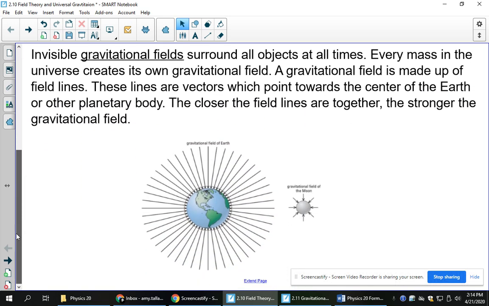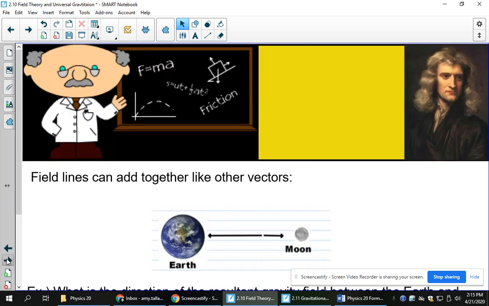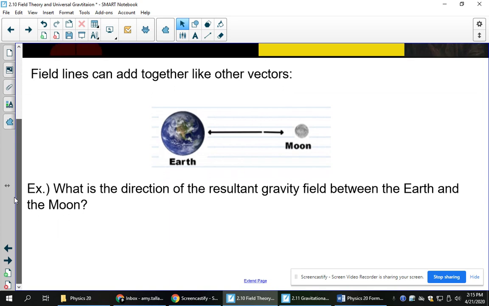So if we look at this picture here, we have the moon and the Earth. And you can see if you look closely that all of these lines are vectors. They have arrowheads pointing towards the center of the mass. And obviously, we can see from how close the lines are on Earth's gravitational field that that would be much stronger than the gravitational field of the moon, where the lines are much more spaced apart. So that means that the Earth is going to have a stronger gravitational field because it has much more mass than the moon. These field lines can be added together just like vectors.